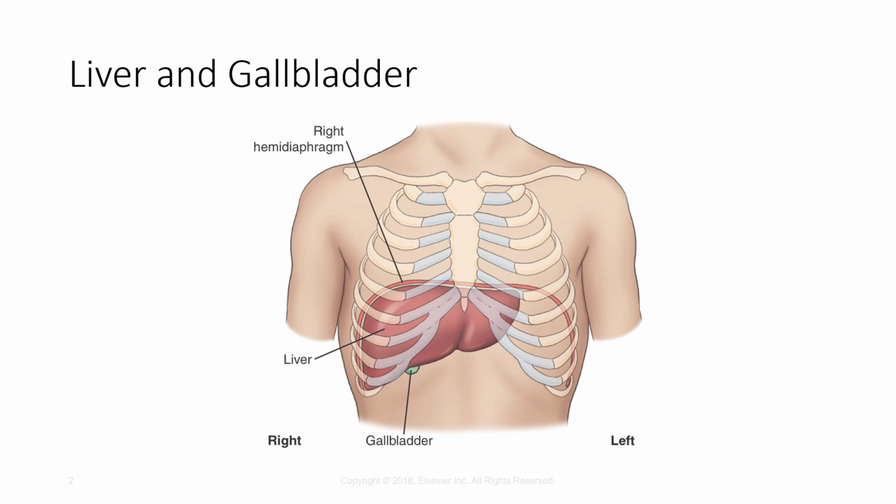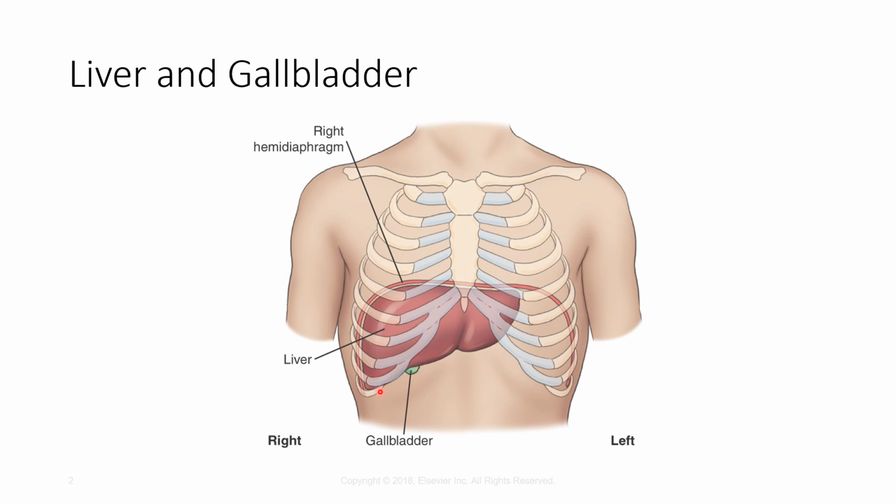This is just showing you the relationship of where the liver and the gallbladder are. You can see they've got the right hemidiaphragm outlined here and then the left hemidiaphragm here. So the liver makes up the majority of the right upper quadrant, as you can see right here. And if the patient still has a gallbladder, it will be nestled up underneath the actual liver.